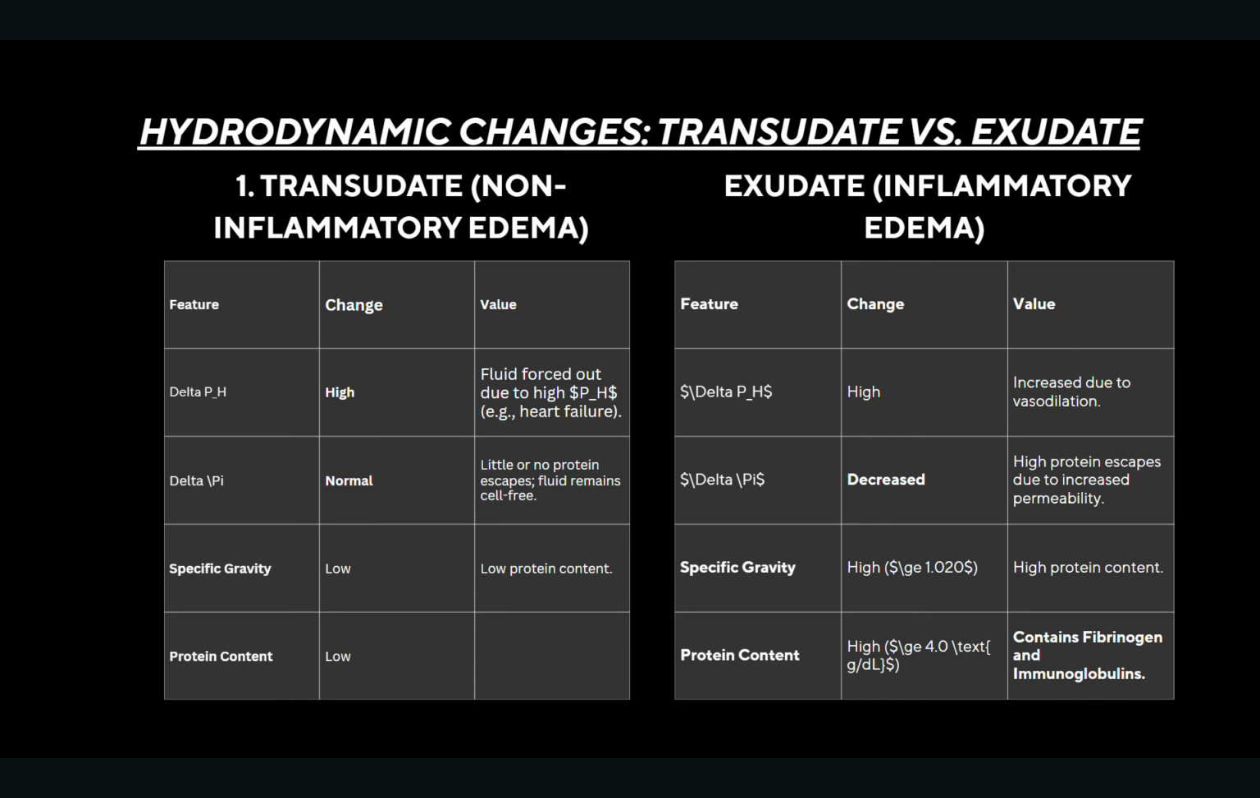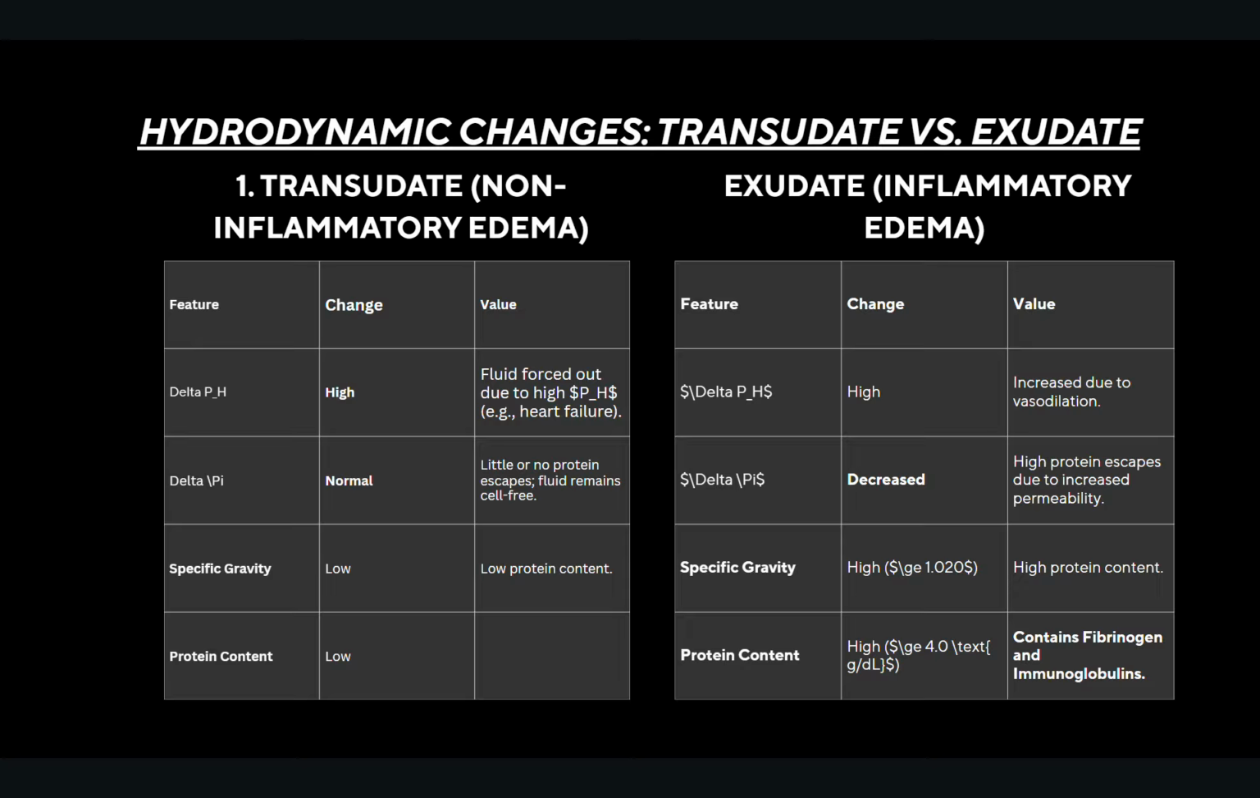For example, in heart failure, increased venous pressure elevates the capillary pressure, the pushing force. The plasma proteins are retained. This results in low protein content and low specific gravity. So the fluid here has these features.